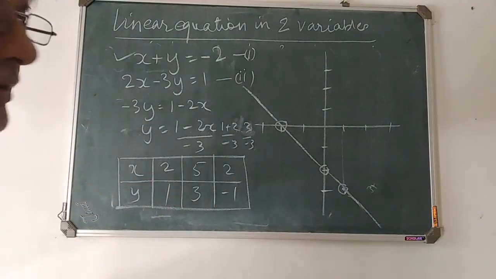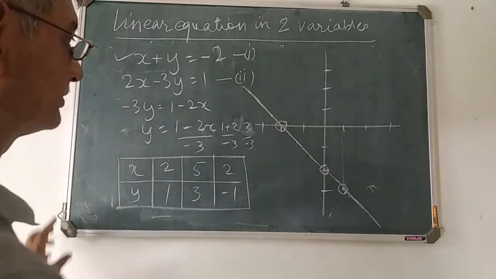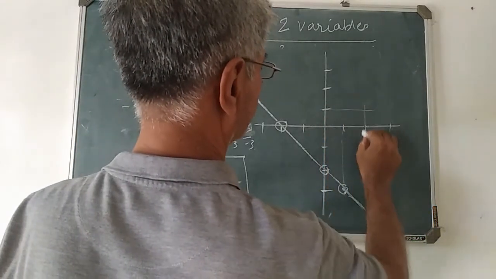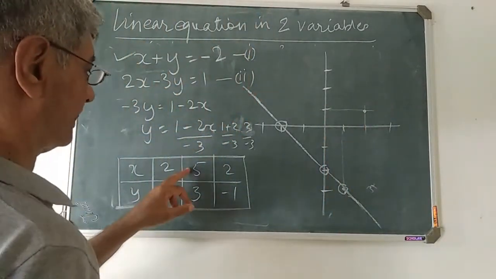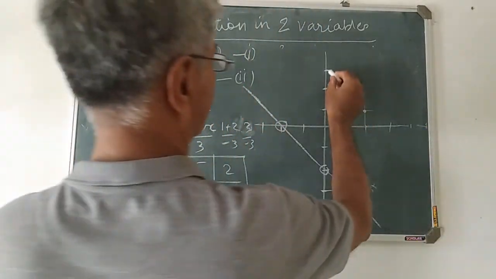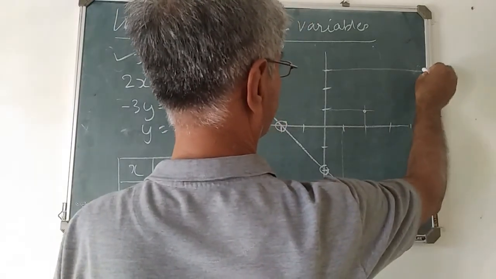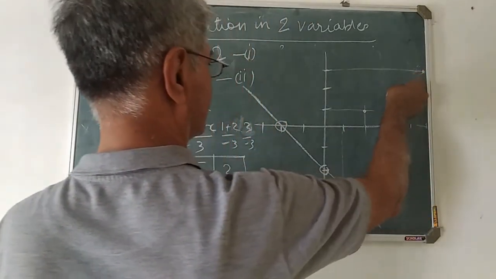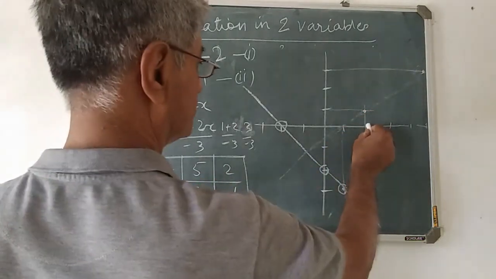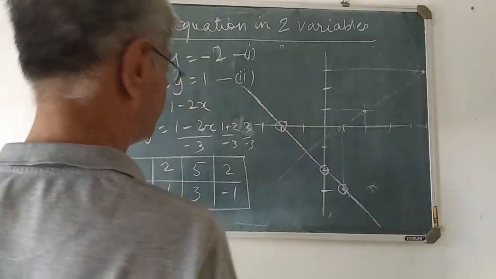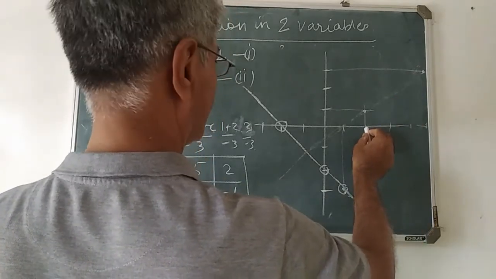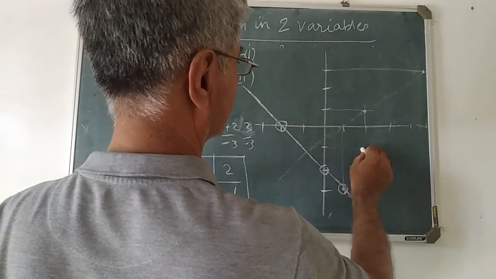Now let us try to plot this. If you take x as 2, y will become 1. If you take x as 5, let us say here, y will be equal to 3. So it will be almost like this. If you take 5, it will become 3. If you take minus 1, it will become minus 1, which will be here.